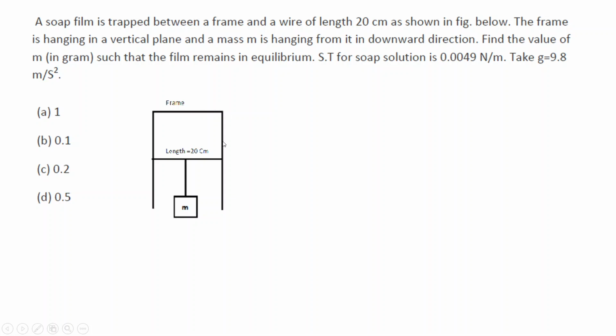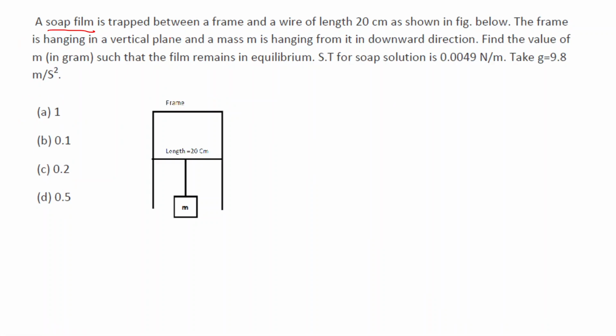So there is a soap film here, between this frame, this is that frame, and this is the wire. So there is soap film formed here and it's hanging vertically, and we have hung a mass m. So how much should be the mass so that the soap film remains in equilibrium?